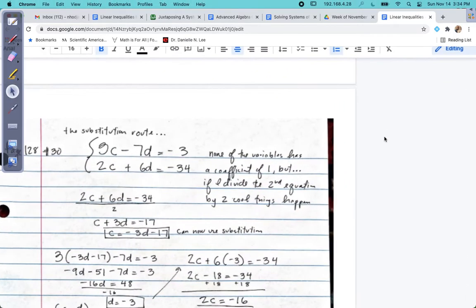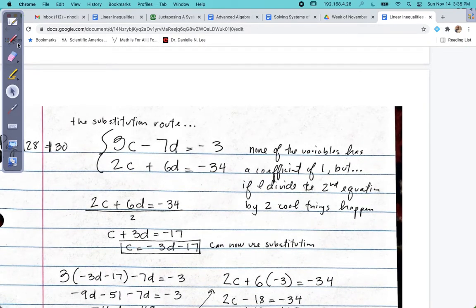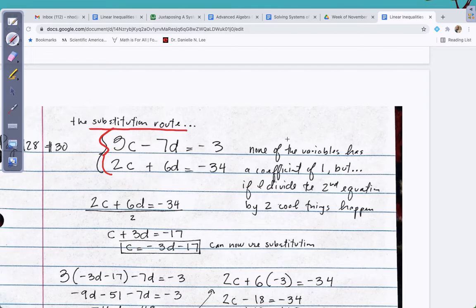These are problems that I grabbed out of a textbook, and each one of them has some value for us here. So let's start with this system here. You notice that I don't have the traditional XY values. I have the letters C and D instead. Both of these equations are linear. They're in standard form. None of that really matters, though. What matters is that I wanted to take the substitution route.